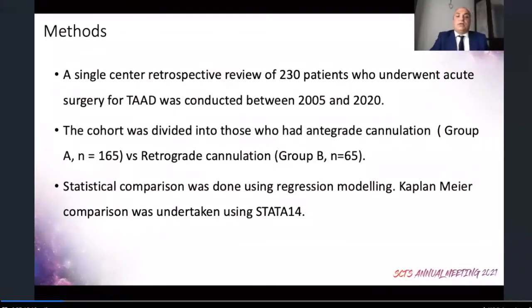A single-center retrospective review of 230 patients who underwent surgery for type A aortic dissection was conducted between 2005 and 2020. The cohort was divided into those who had antegrade cannulation, which we call Group A, 165 patients, and those who had retrograde cannulation, which we call Group B, 65 patients. Statistical comparison was done using regression modeling. Kaplan-Meier comparison was undertaken using Stata 14.